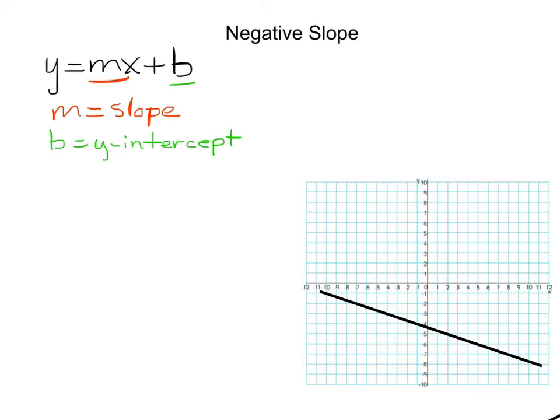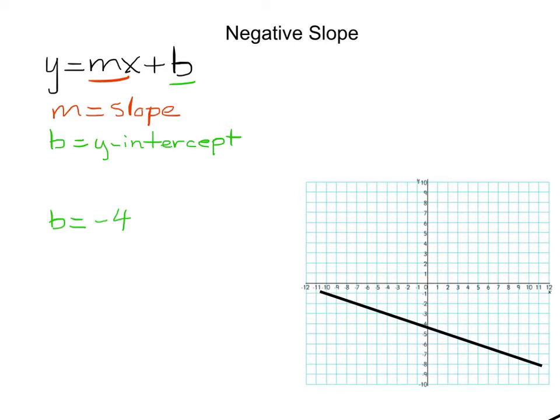So let's start with b. If you remember, b, this y-intercept, is the part of this line where it crosses the y-axis. So here we have our y-axis, we also have our line, so the point where those two cross is right here at -4. So for this particular line, our value of b is -4.